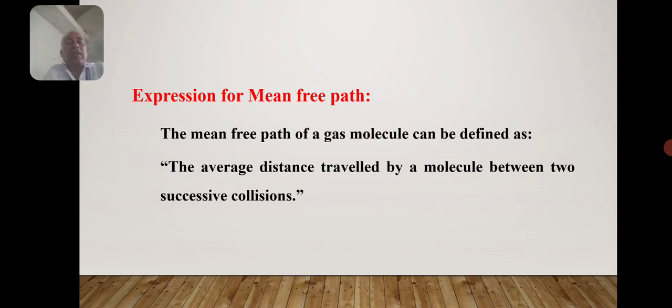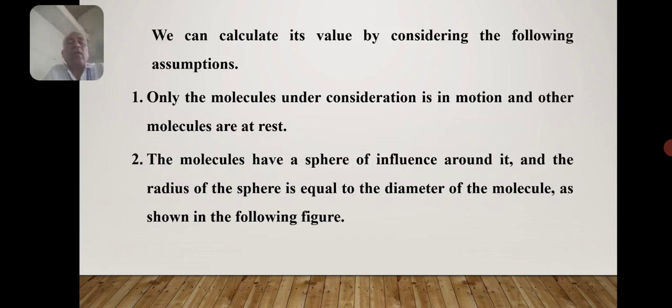The mean free path of a gas molecule can be defined as the average distance traveled by a molecule between two successive collisions. We can calculate its value by considering the following assumptions. Assumption number 1: only the molecule under consideration is in motion and other molecules are at rest. Second assumption: the molecule has a sphere of influence around it and the radius of the sphere is equal to the diameter of the molecule, as shown in the figure below.